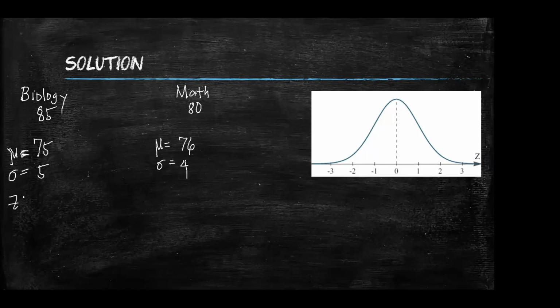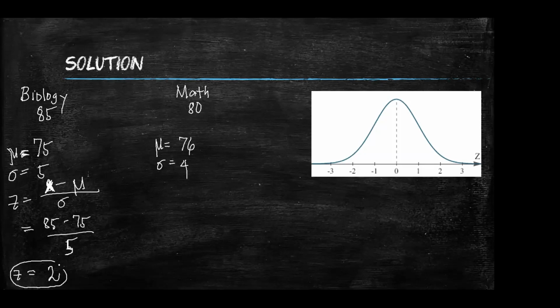So, using the z-score, the raw score is 85. First, the formula: z is equal to x minus mu over sigma. So our x is 85 minus mu, which is 75, over 5, which is our standard deviation. 85 minus 75 is 10, divided by 5. How much is that? 2. So, the z-score is 2.